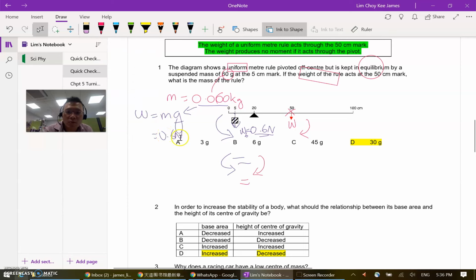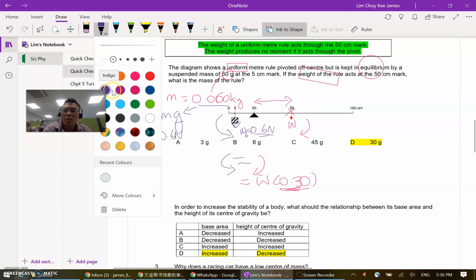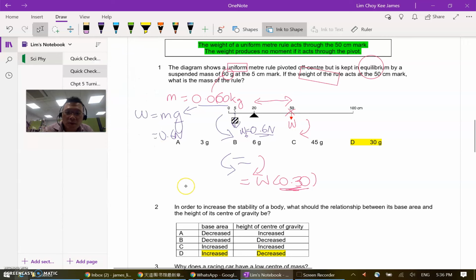The clockwise moment will be the weight times the perpendicular distance between the pivot and the force. It will be the 20 cm mark and the 50 cm mark, which is 30 cm, which is 0.30 meter. So this will be the first perpendicular distance. The second perpendicular distance is for the 0.6 Newton force of the object. The perpendicular distance will be from the 5 cm mark to the 20 cm mark, which is 15 cm, which is 0.15 meter.